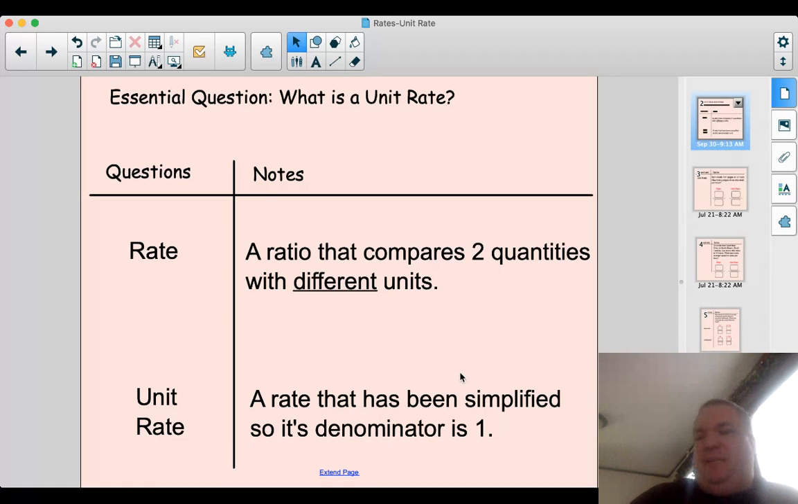Before I get into some examples, though, I want to play you a video and introduce you to Rady the Math Cat, who's going to help you remember that with rates, we've got to purr. Enjoy.